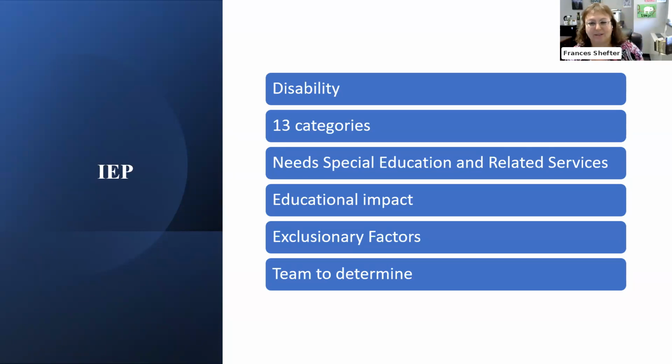We're all equal members. And then if your child is being considered for any related services, speech, OT, physical therapy, then those related services people should be invited as well.